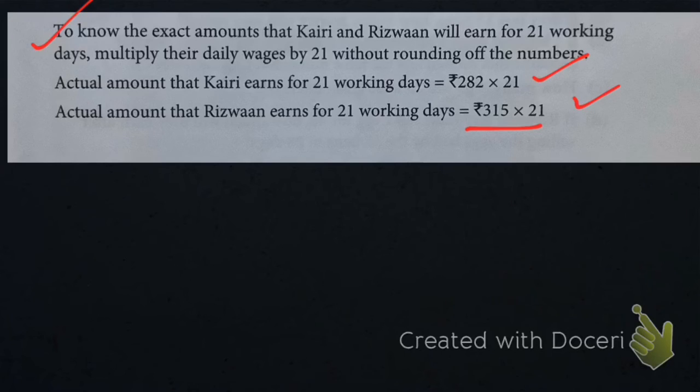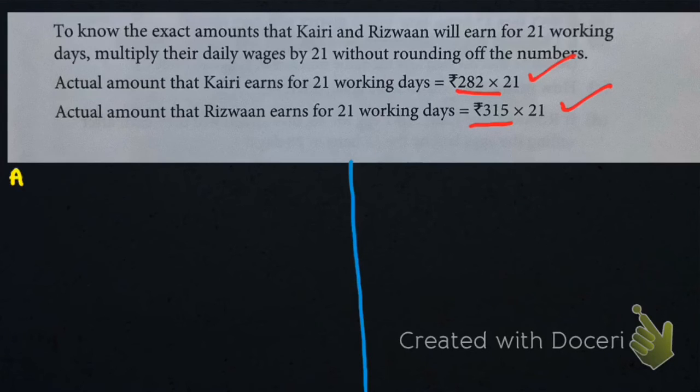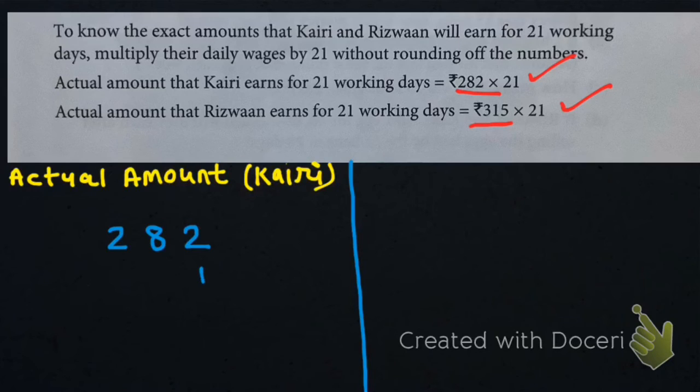In one day they earn 282 and 315. So in 21 days how much money will they earn? So for 21 days you will just need to multiply. So students, to find the actual amount, let's write the actual amount of Kyrie. So 282 multiplied by 21. I have just placed 21 below this number.